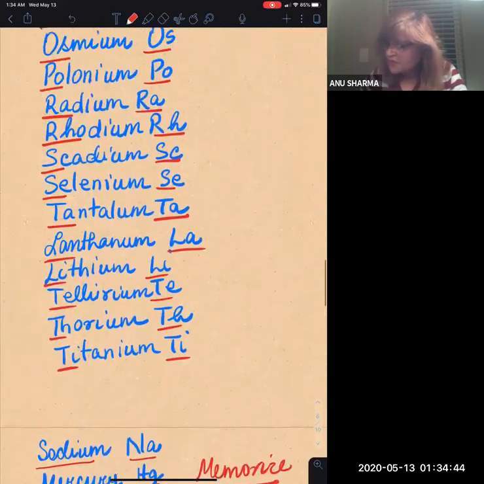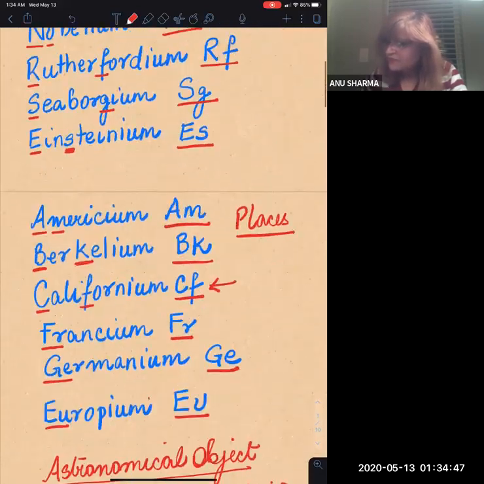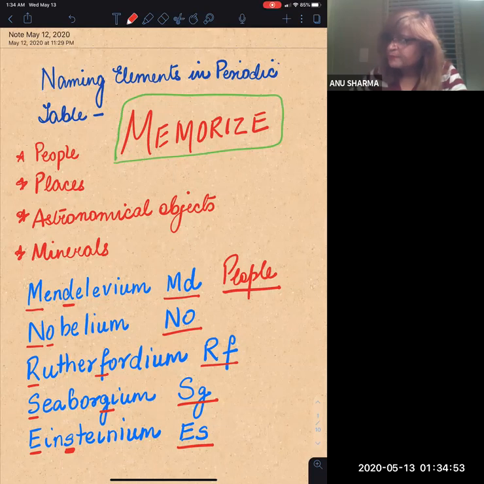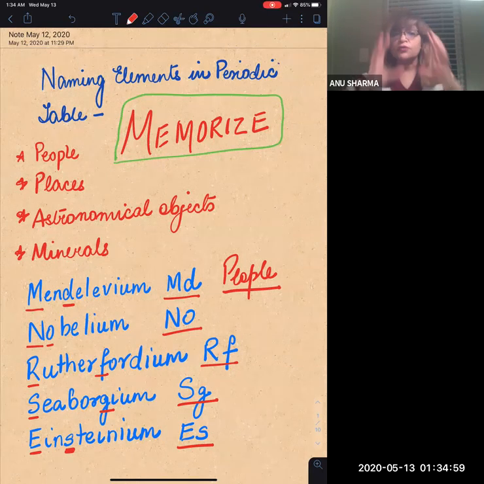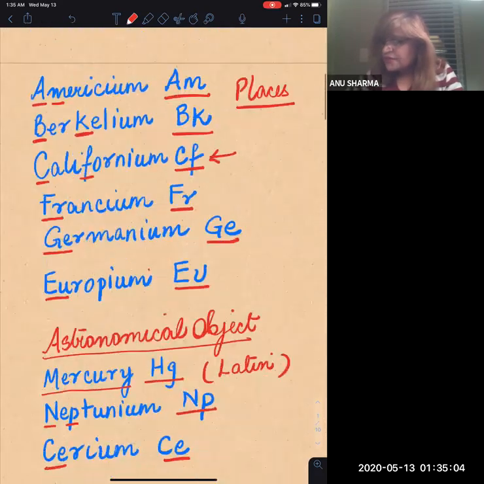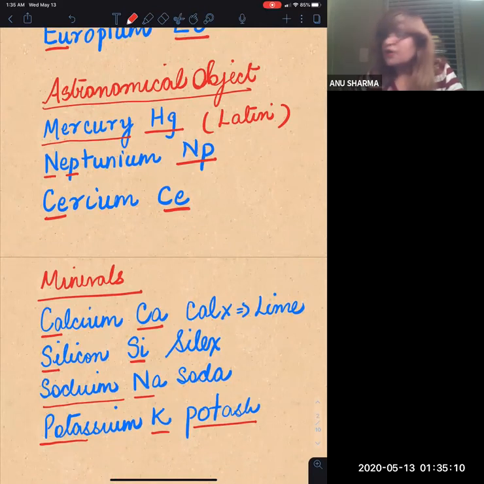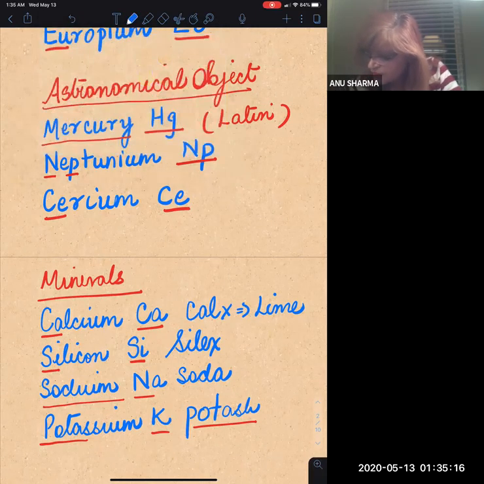So this is the thing regarding the naming. Like I said, I've just covered a few basic things, but you can create your own list based on that. You can put them in alphabetical order if that works for you, or you can put them in the groups that I've created, based on the names of people, places, astronomical objects, and minerals. Now, for astronomical objects, you can add uranium here, but I don't have much space. Here's uranium, named after Uranus, very important. So right here, uranium, okay?